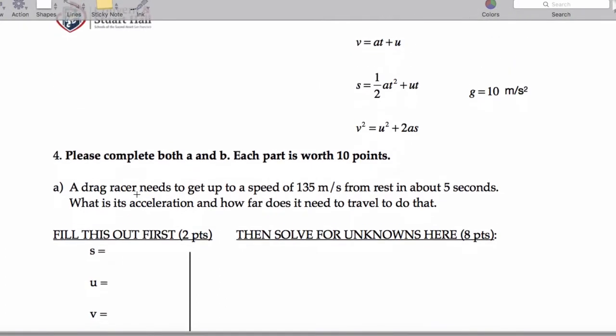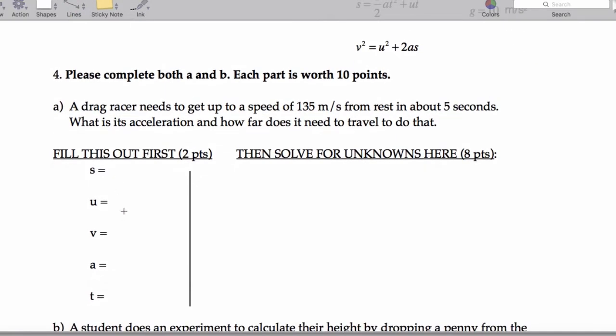I've got the equations here, and we're just going to go ahead and use them. So from rest means it starts at 0. The time is 5 seconds. The final velocity is 135 meters per second. We don't know its acceleration, and we don't know the distance it's traveling over which to do that.